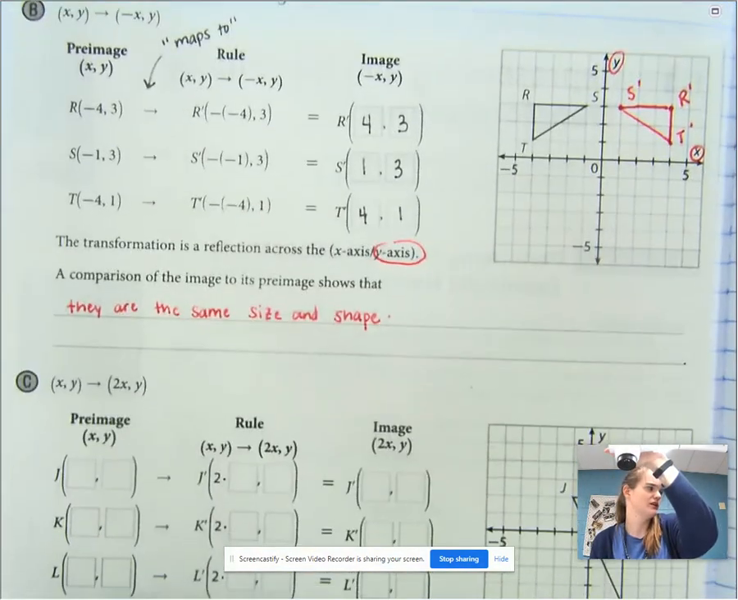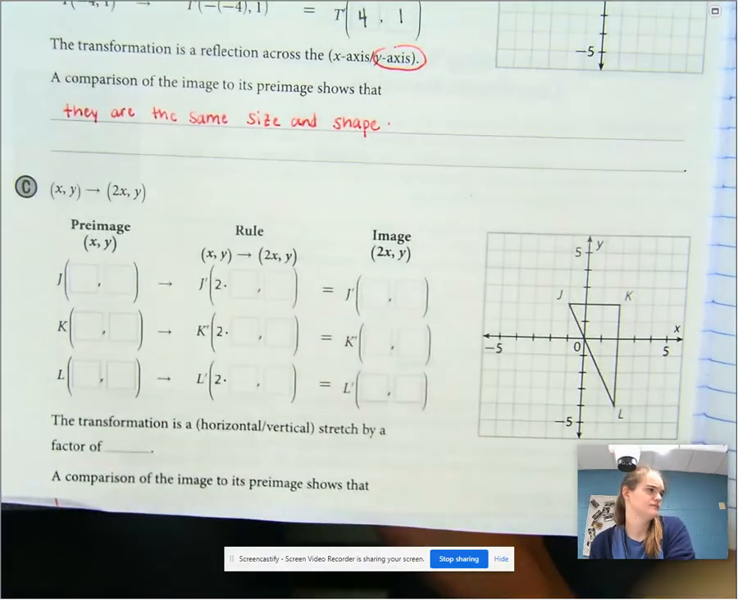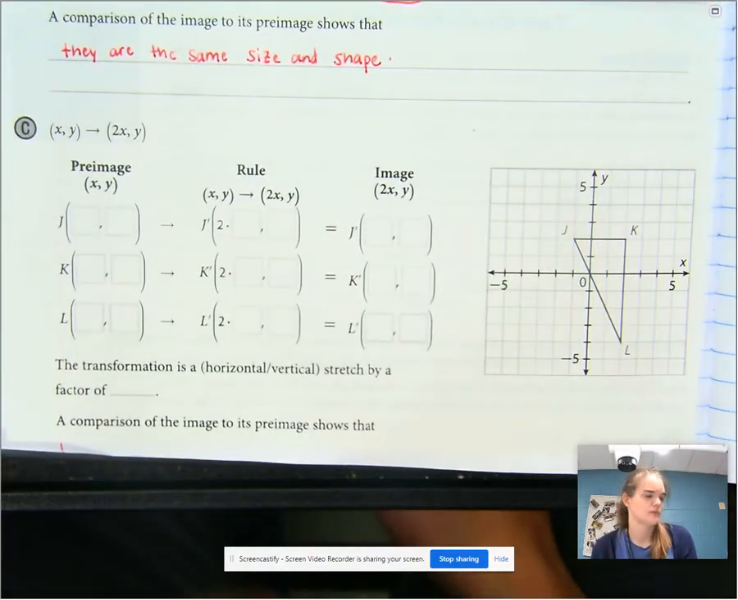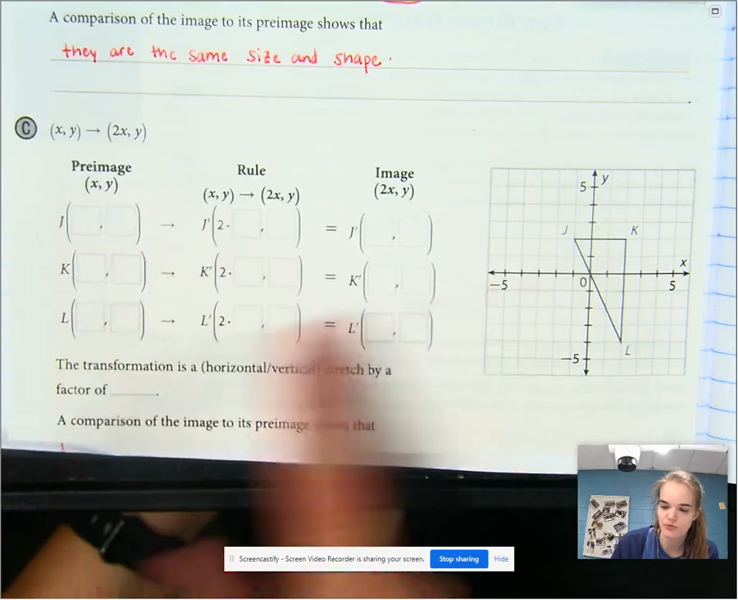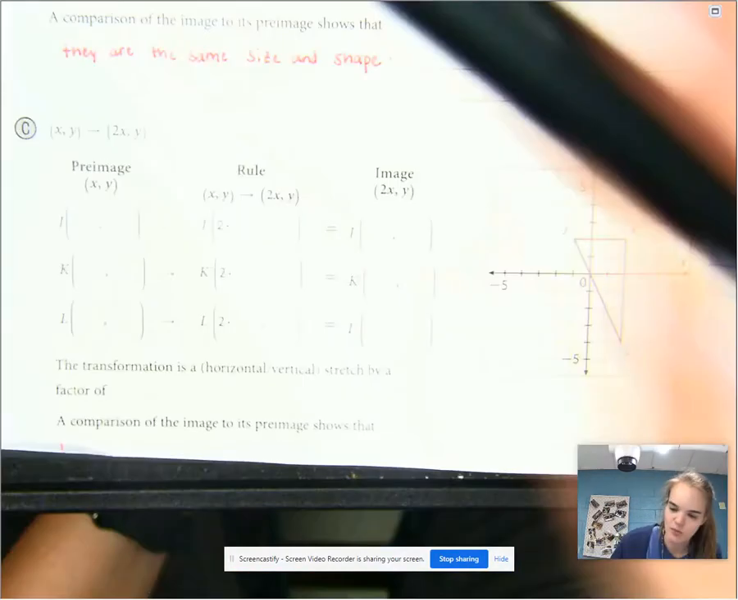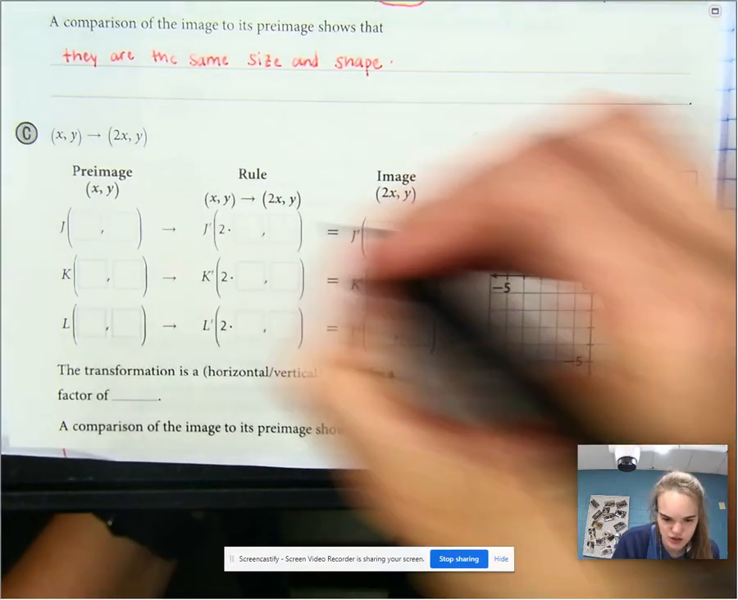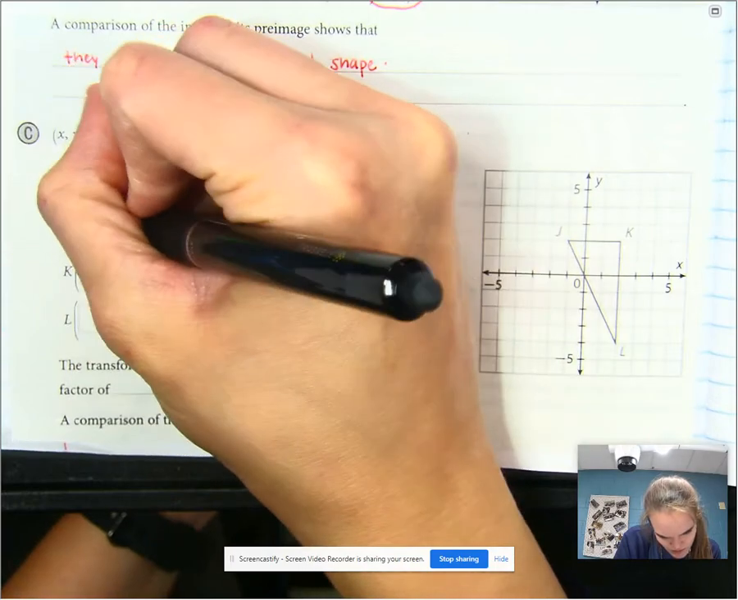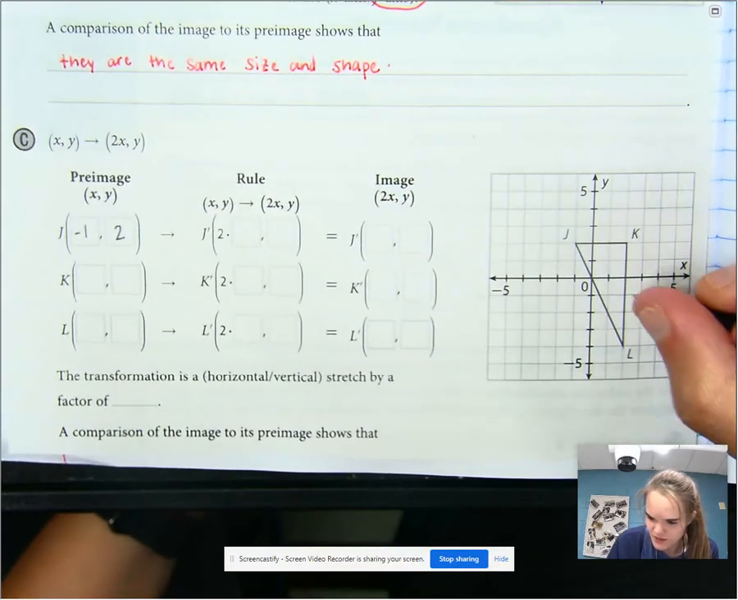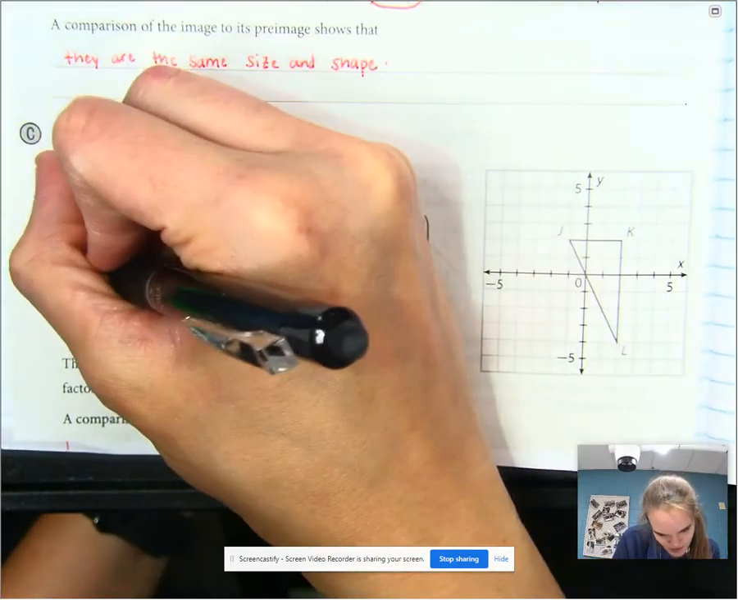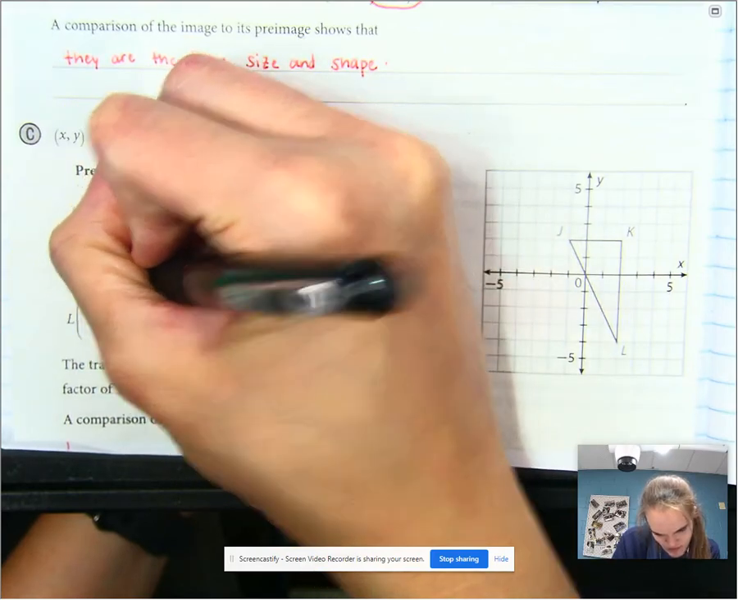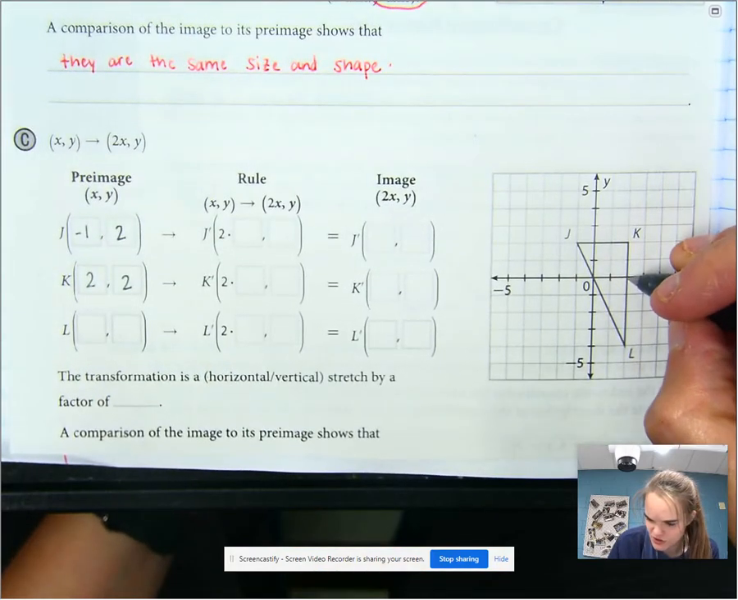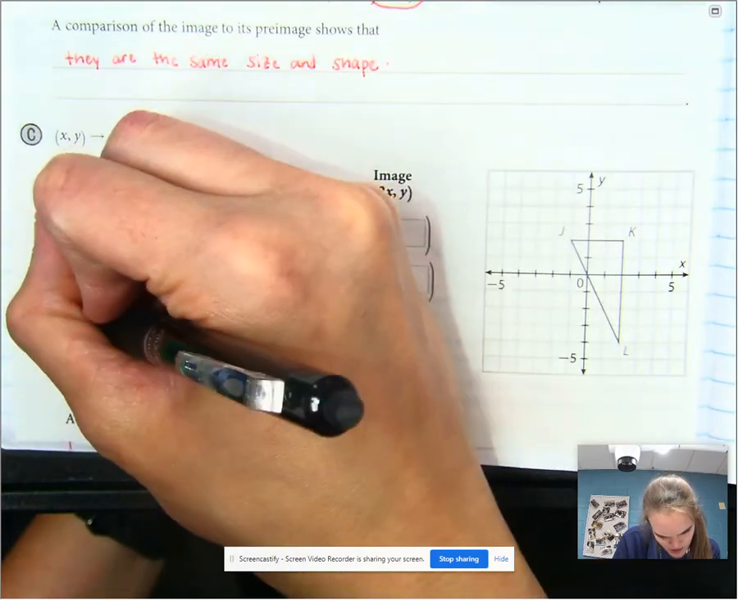Let's do letter C. Okay. Pre-image. We're going to list these points, reading them from over here. The pre-image, J is at -1, 2. K is at 2, 2. L is at 2, -4.